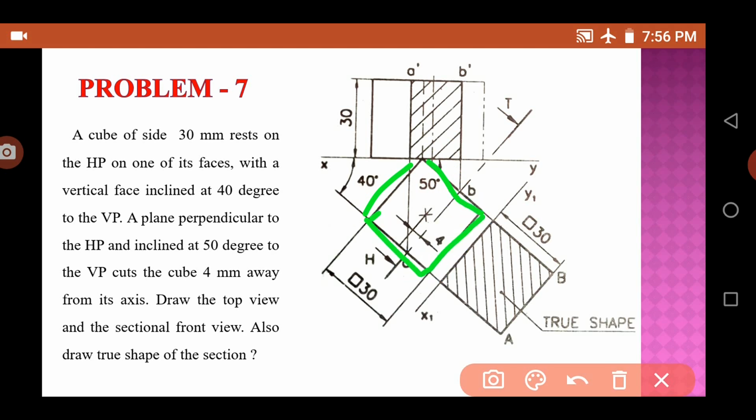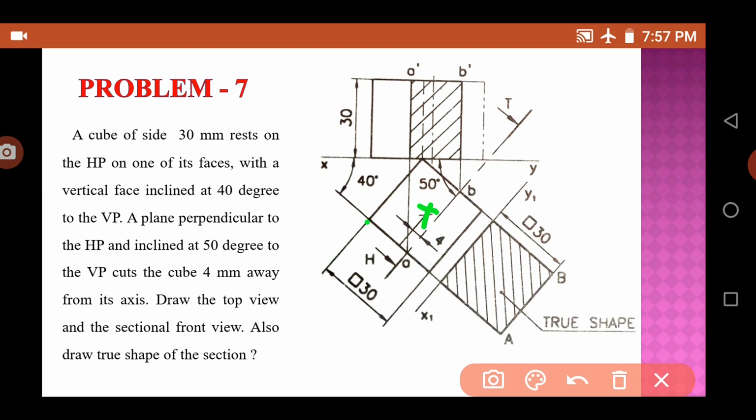Okay, then you draw the lines, that is continuous thin lines, and then mark these 30 mm dimensions, and this square represents all sides are 30. Okay, now you mark the axis point. Now this is just a top view. Now we have to draw the front view.